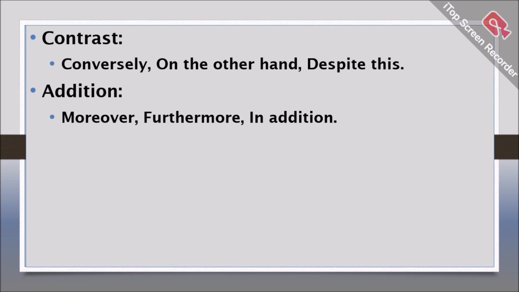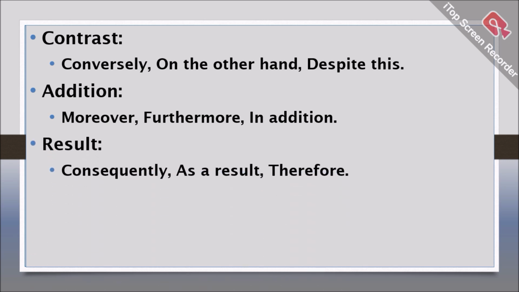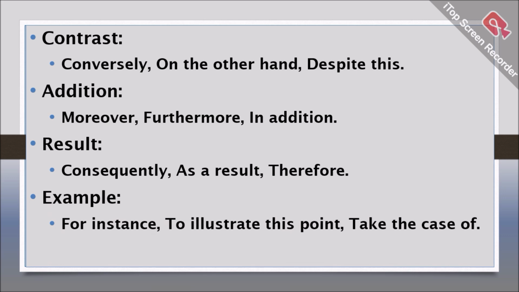In addition, we could also say moreover or furthermore to give us other vocabulary to describe something extra. If we want to show a result of that, we could use the words consequently, or as a result, or therefore. And instead of saying for example all the time, we could say for instance, or to illustrate this point, or take the case of. Take the case of France in quarter 3.